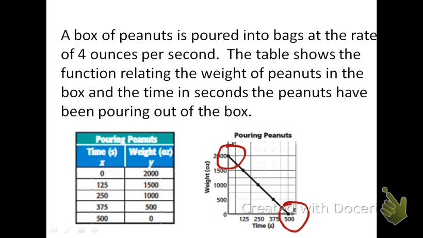So the y-intercept, where time is 0, is 2,000. The x-intercept, where the weight is 0, is 500 seconds. After 500 seconds, everything's been poured out of the box. So the intercepts can be important in a situation. Here the intercepts are where time is 0 at the very beginning, and the other intercept is where the box is empty. Those are two important points.